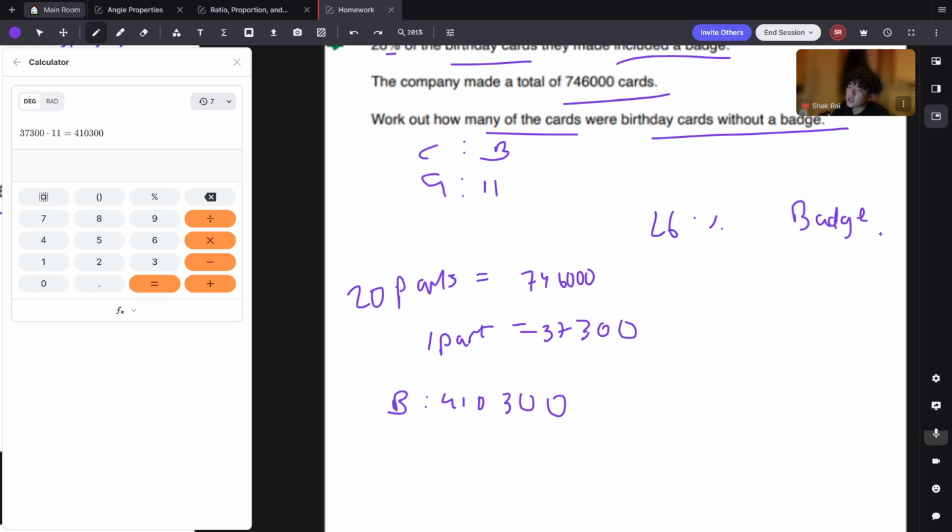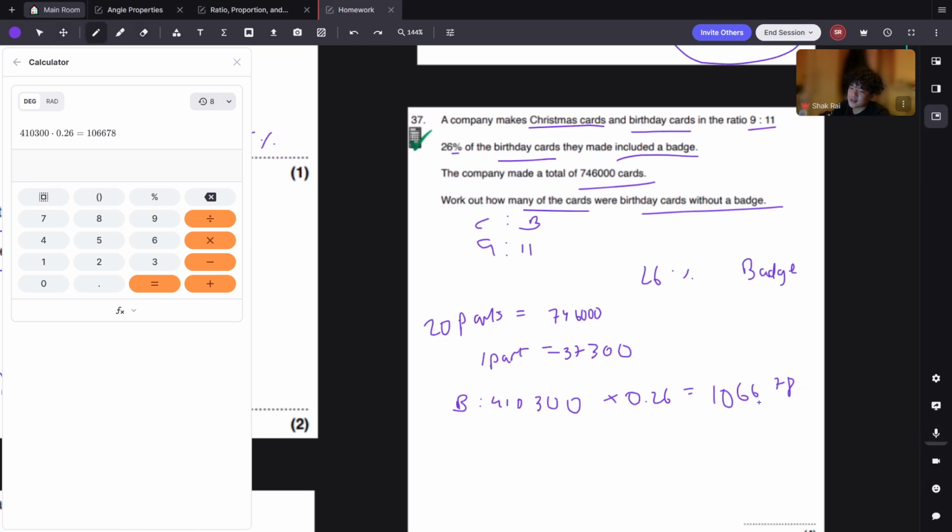So that's the number of birthday cards now. 26% of them have badges. So multiply that by, oh sorry, multiply that by 0.26 because 26% have badges. So 410,300 multiplied by 0.26 gives you 106,678 badges. I wrote one too many sixes. But yeah, that's it. Cool.